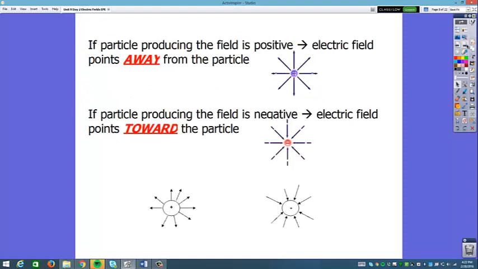Okay, when we're talking about the direction of your electric field, you look to see whether the charge producing the field is positive or negative. If the field is being produced by a positive charge, that means your field lines are going to point away from the particle. So if you look at this picture in the middle, you have your positive particle in the middle, and all these lines, and the arrows point away from the positive particle.